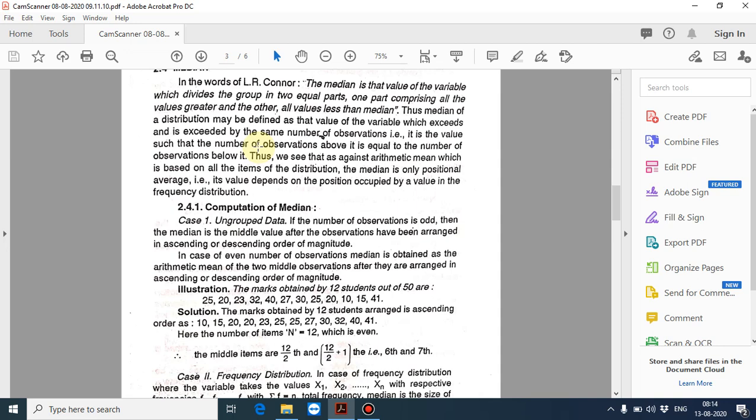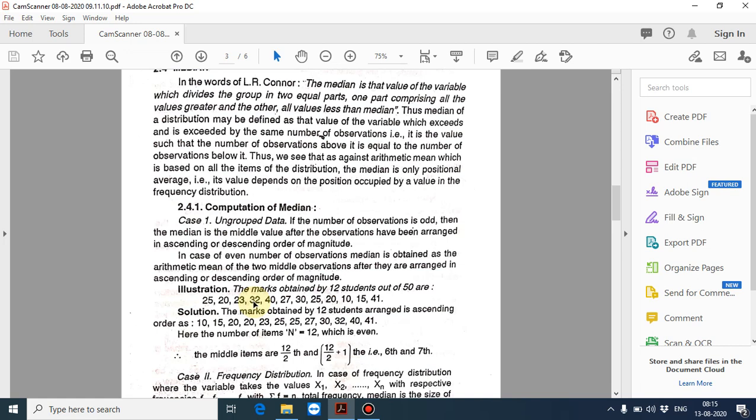We have median formulas also. The median formula is the n by 2th item. So you see one example, you will understand. See the illustration. The marks obtained by 12 students out of 50 are: 25, 20, 23, 32, 40, 27, 30, 25, 20, 10, 15 and 41. We have to find the median.